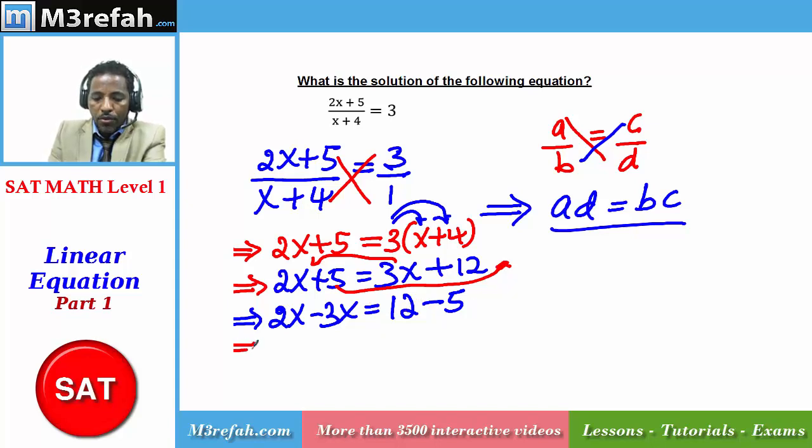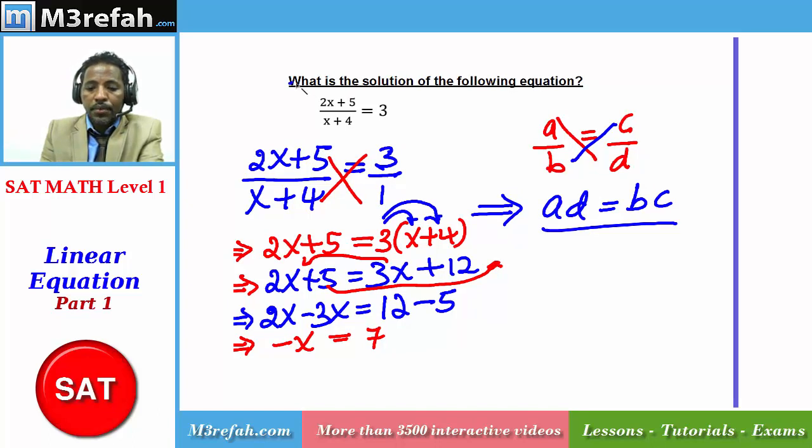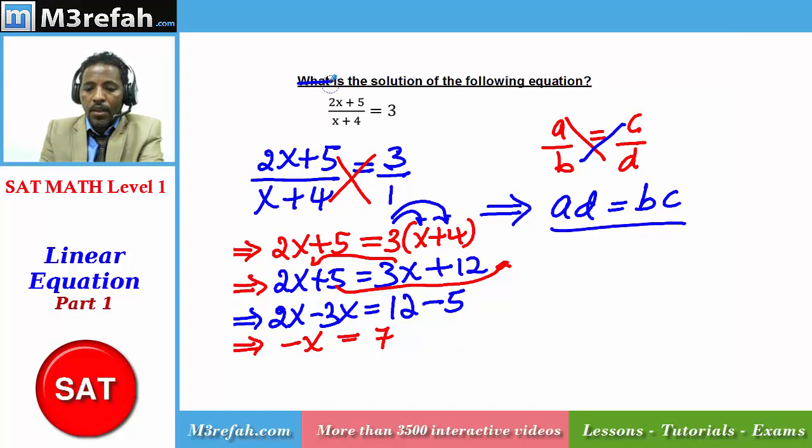Okay, now perform the operation. 2x minus 3x is negative x because 2 minus 3 is negative 1. This is equal to 12 minus 5, which is 7. In this final step, you obtained the value of negative x, but when you are asked to find a solution, what the solution means is to find the value of x.